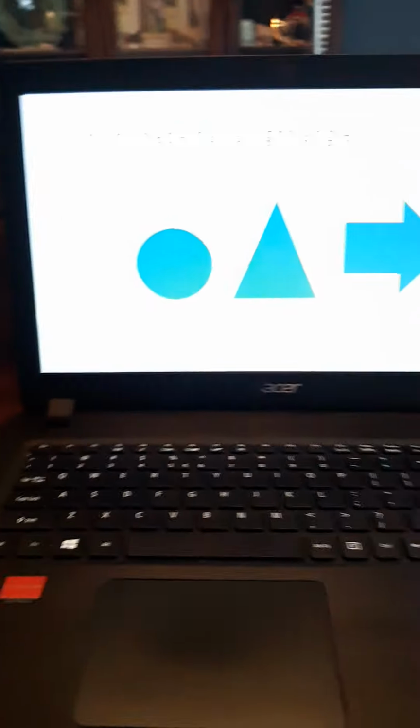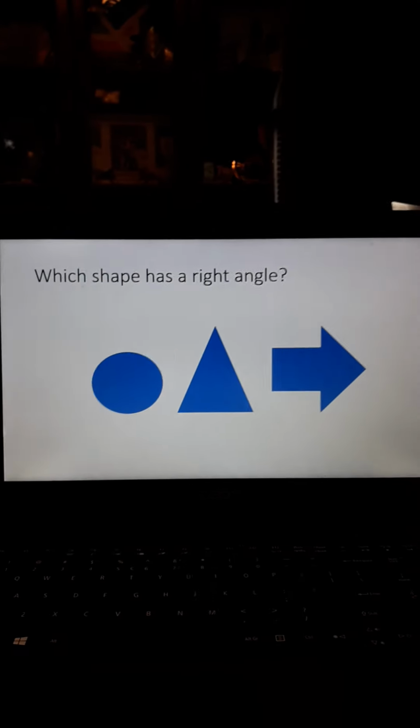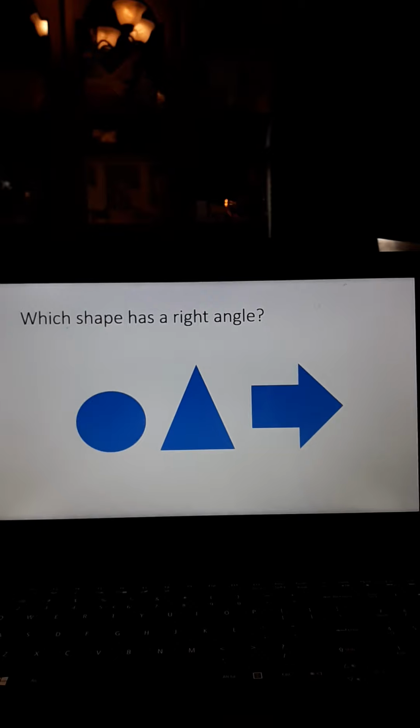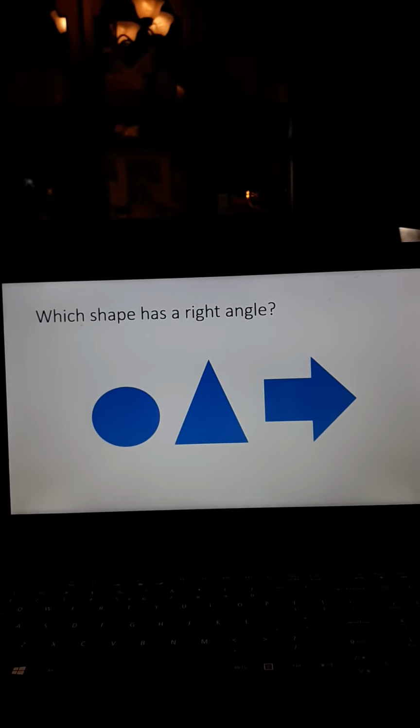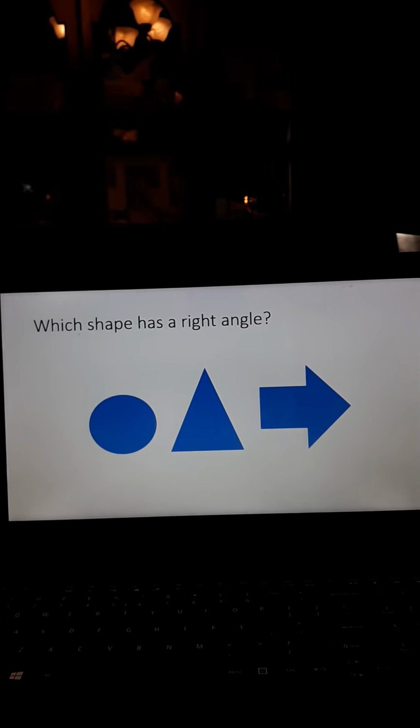My next one says, which shape has a right angle? So I've got to find the one that has a right angle. Remember, a right angle is like a perfect L or a perfect corner, whatever you want to call it.